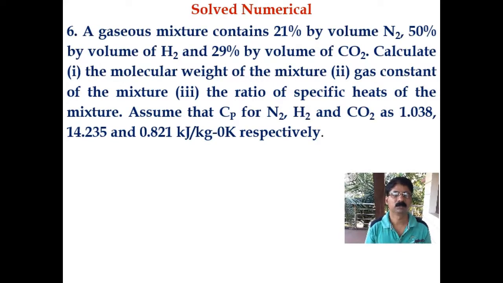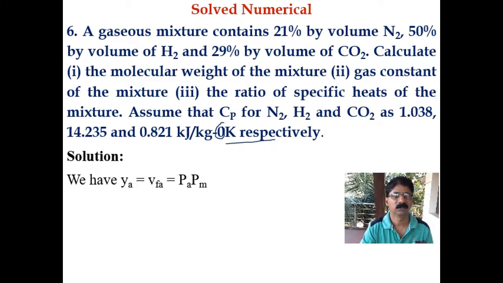Now we'll solve this problem. A gaseous mixture contains 21% by volume of N2, 50% by volume of H2, and 29% by volume of CO2. Calculate the molecular weight of the mixture, the gas constant of the mixture, and the ratio of specific heats of the mixture. Assume Cp for N2, H2 and CO2 as 1.038, 14.235 and 0.8221 kilojoules per kg degree Kelvin respectively. Just a correction there: it is degree Kelvin, not 0 Kelvin.